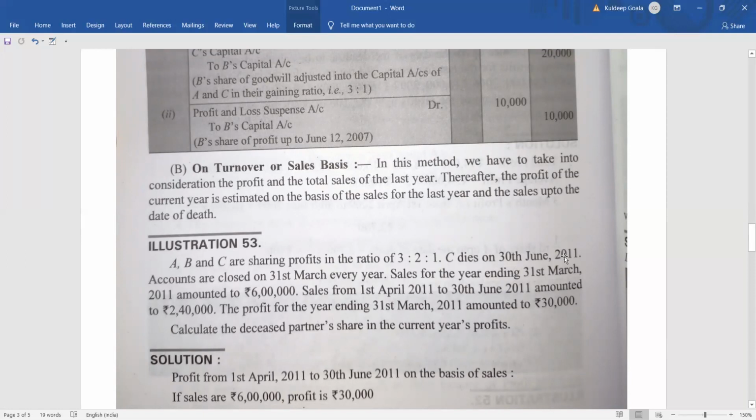After that, what happened? So how many days have you found? You can just check it later. Wait, the books are closing on 31st March. Okay, so now you can calculate the days. If the year ends on 31st March every year, how many months are you getting?